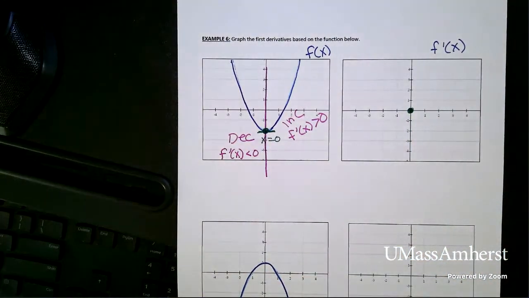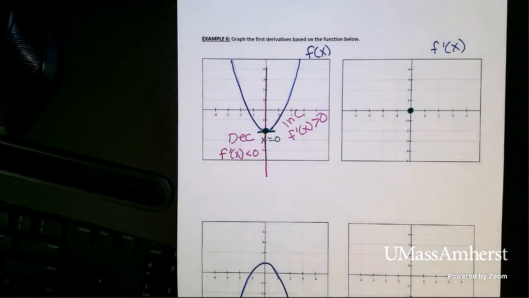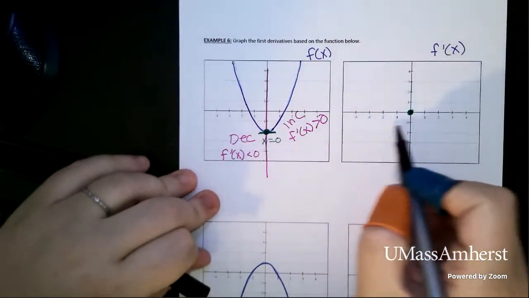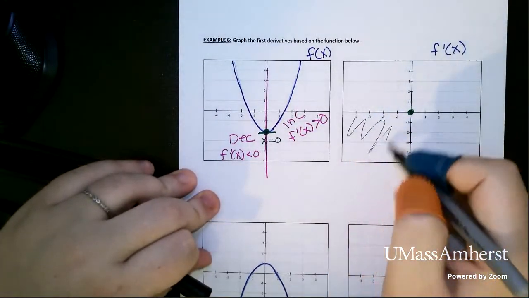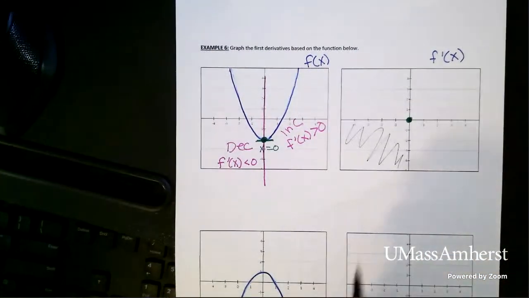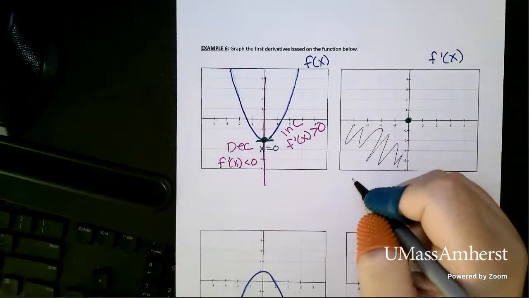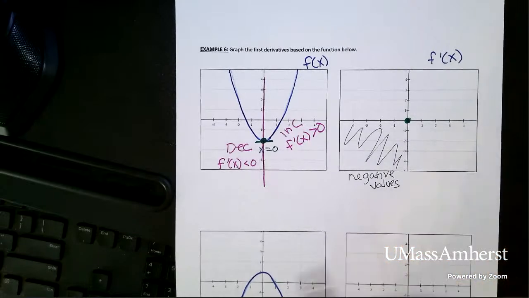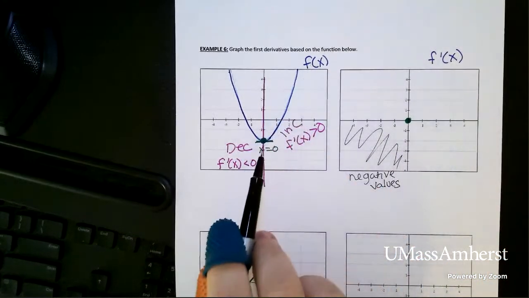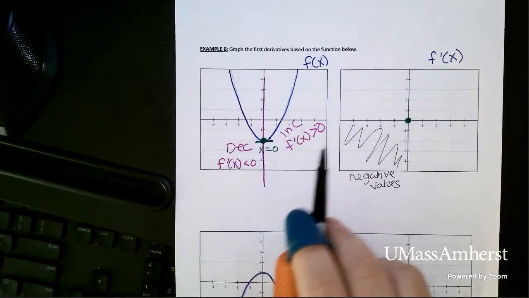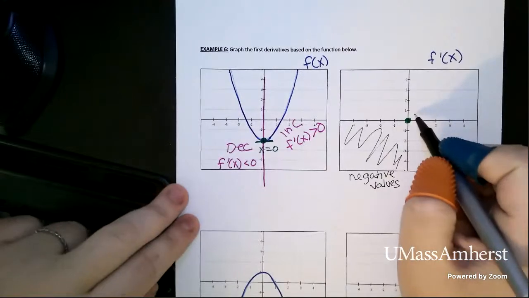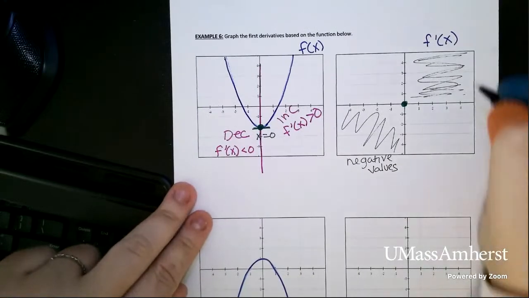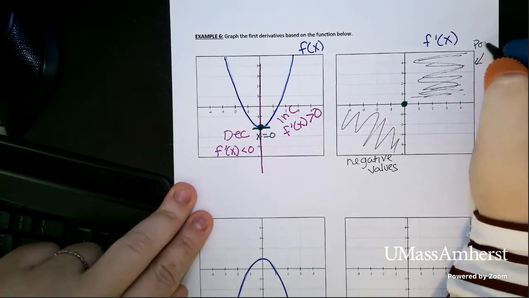Now, to the left of 0, my function was decreasing, which means that my derivative has to be negative. So what does that mean? That means it needs to be somewhere down here. Okay, this is where values are negative. Negative values are below the x-axis. To the right of 0, my function was increasing. Therefore, my derivative needs to be positive, which means to the right of 0, I need to be somewhere over here, okay? Because these values are positive. They're above the x-axis.